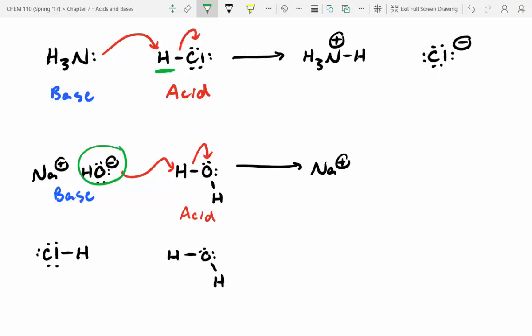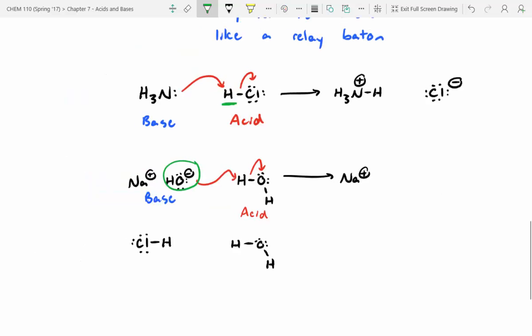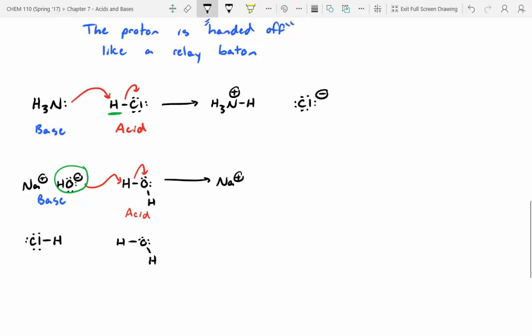So hydroxide after it steals a proton? It'll just become water, right? So OH minus after it gets an H plus just becomes H2O. And then over here, what's going on with our acid after the proton's gone? It becomes a base again. So it would become hydroxide, OH minus. So acid-base reactions just involve this handing off of protons from one molecule to another.